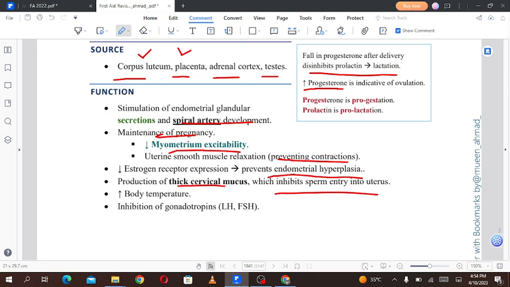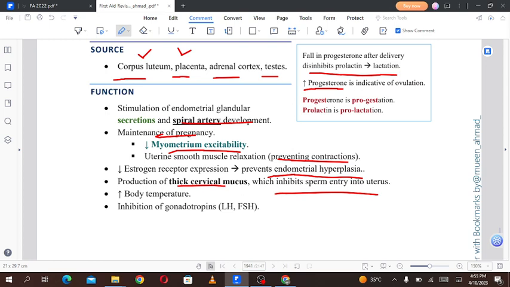The purpose of using it in the OCPs is different. I am just telling you it is one of the functions, just to remember that since it increases the thick cervical mucus, it inhibits sperm entry to the uterus. And what I was talking about, I just forgot.